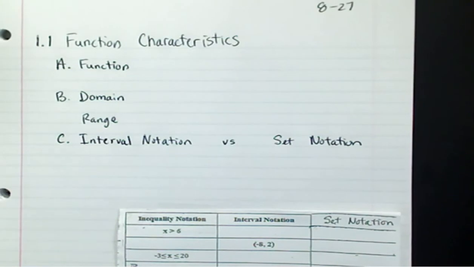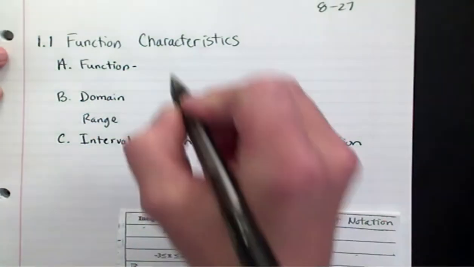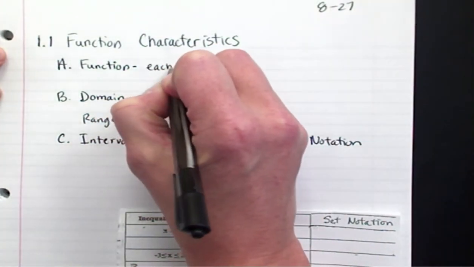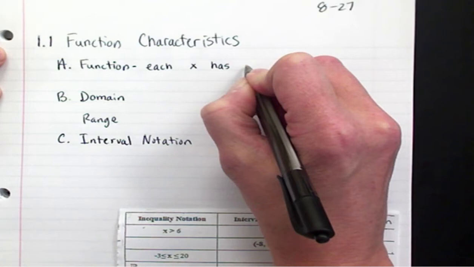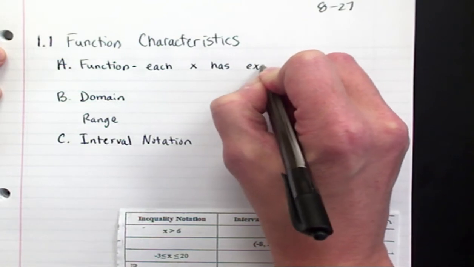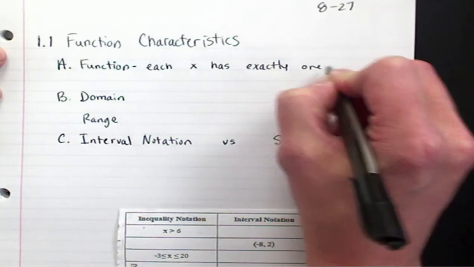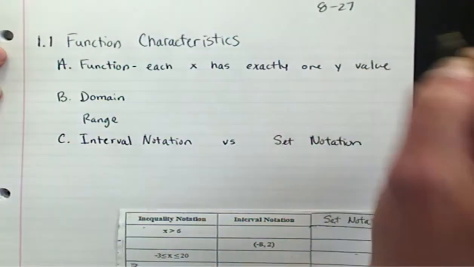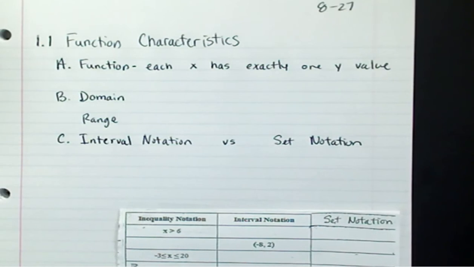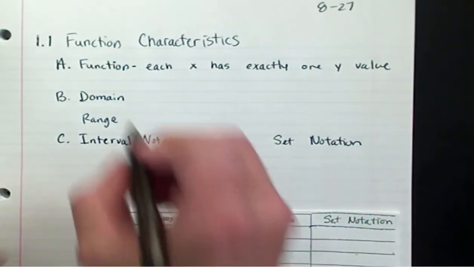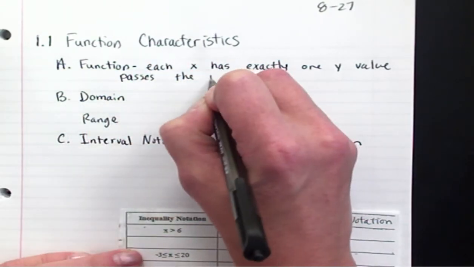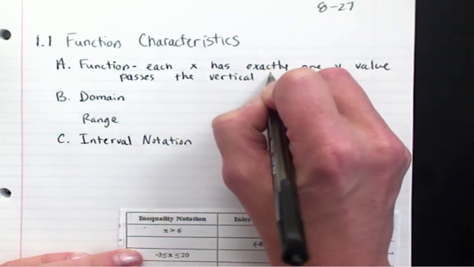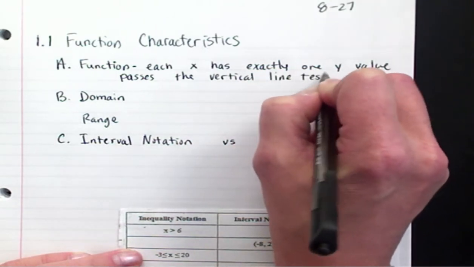Function characteristics. We're going to do a really short definition of a function because that should be review. A function is when each x has exactly one y value. That's the verbal definition. A visual definition would be that it passes the vertical line test.